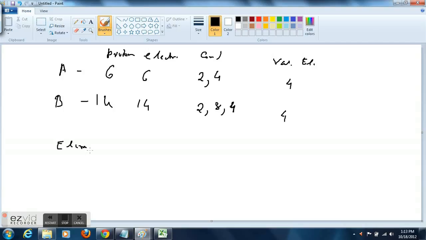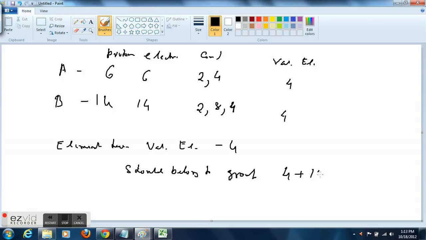Now, the group number of an element having 4 valence electrons should be 4 plus 10. That is the formula you can use. So the group number of an element having 4 valence electrons should be 4 plus 10. Add 10 to this. So both these elements A and B should be 14. So both belong to group 14.